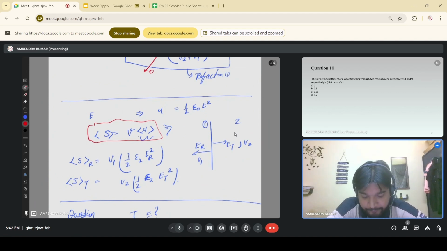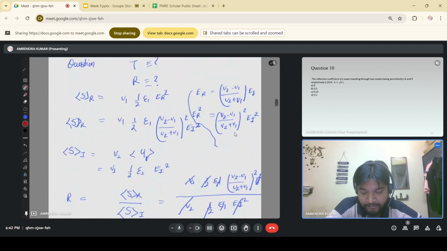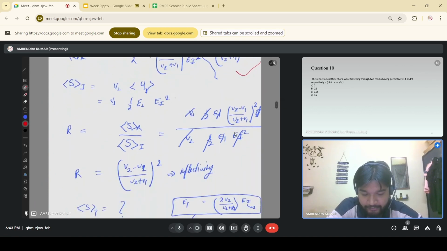So that means the incident wave has some power. If it is being reflected and transmitted, then whatever the initial power was, given the condition that the media is not lossy, the summation of the transmitted power and the reflected power will be equal to the incident power. And this is what we have proved here. We have first calculated the reflected and transmitted, and then we calculated in more detail, and then we found out this is the incident power.